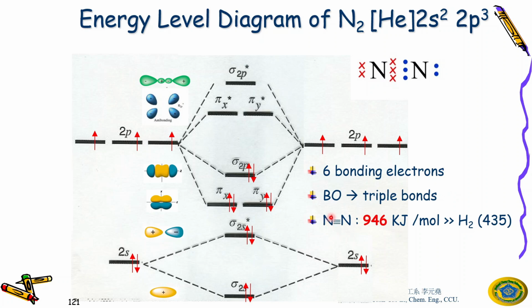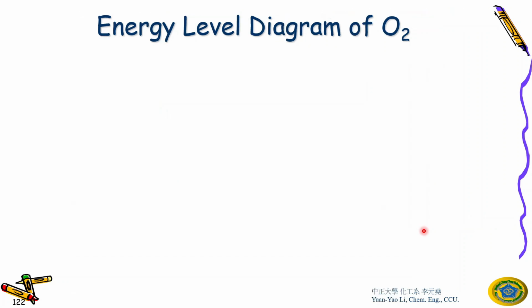And for these 3 bonds, the energy is 946 kilojoule per mole, which is much larger than hydrogen, which is a single bond, right? The energy of a triple bond will be higher than the energy of a single bond. It makes sense to you, right? It makes sense. Okay, so the energy is higher. So this is a triple bond.